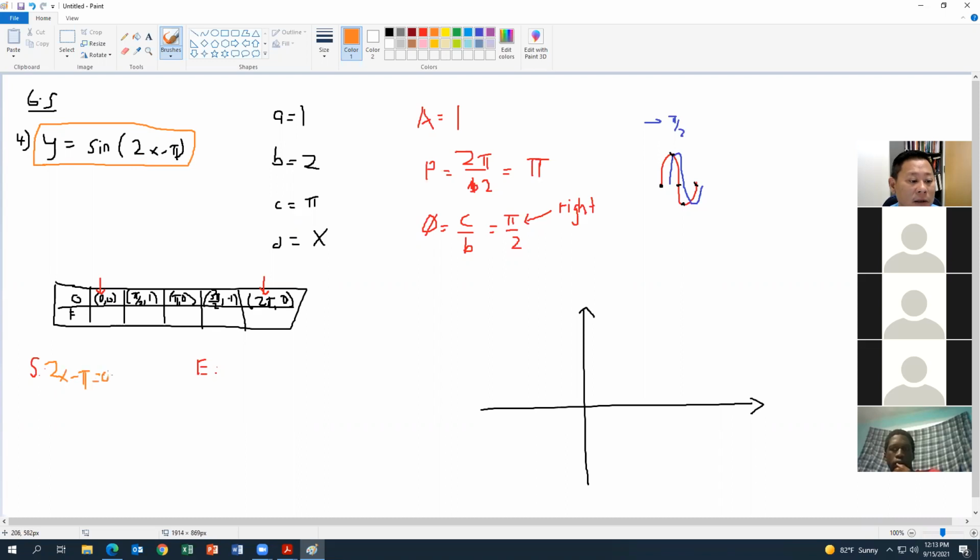So you take 2x minus pi equals 0. That's where you start. And you take 2x minus pi equals 2 pi. This is where you end. Again, solve for x in both cases, then you know where it starts and where it ends. So anyone know where it starts? Move the pi over and then divide by 2. What do you get?